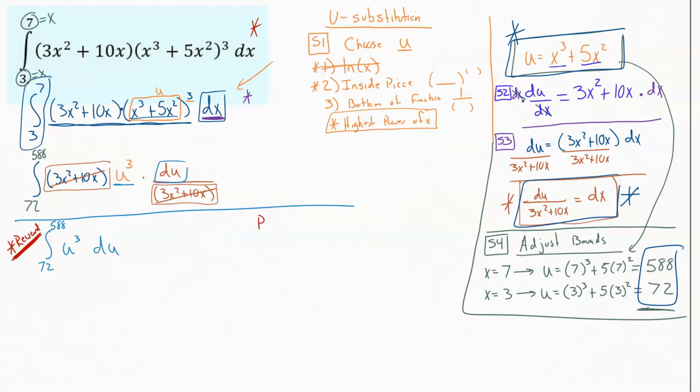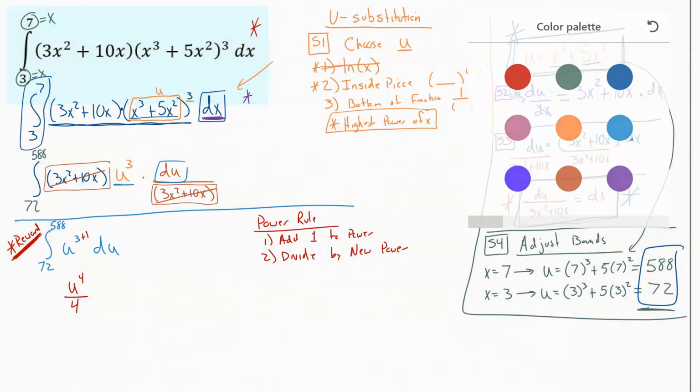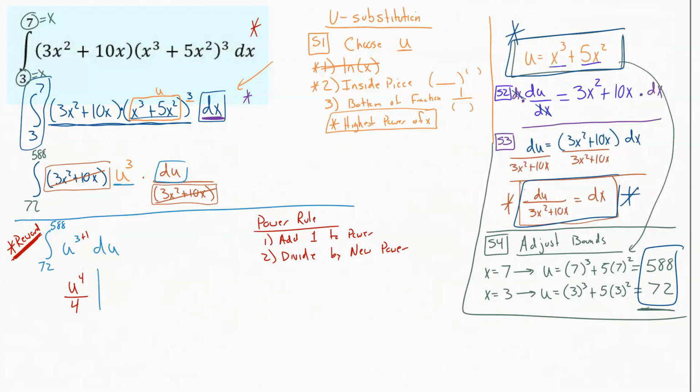So to take the antiderivative of this, we just need to follow our power rule now for antiderivatives. So we just want to do our add 1 to the power, and then step 2 of that, divide by the new power. So then working our way through this, we add 1 to the power, that gets us u to the fourth, divide by that new power, and because this is a definite integral, we have bounds. So we say evaluated from u equals 72, because these are u values, to u equals 588.